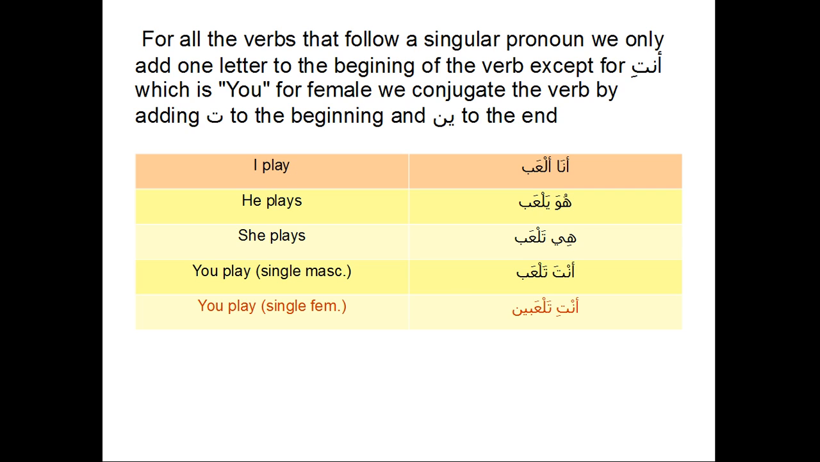Like أنا ألعب, we added ألف. هو يلعب, we added ياء. هي تلعب, we added تاء. أنت تلعب, we also added تاء. Except for أنتِ تلعبين, we added تاء and ياء ونون in the end.